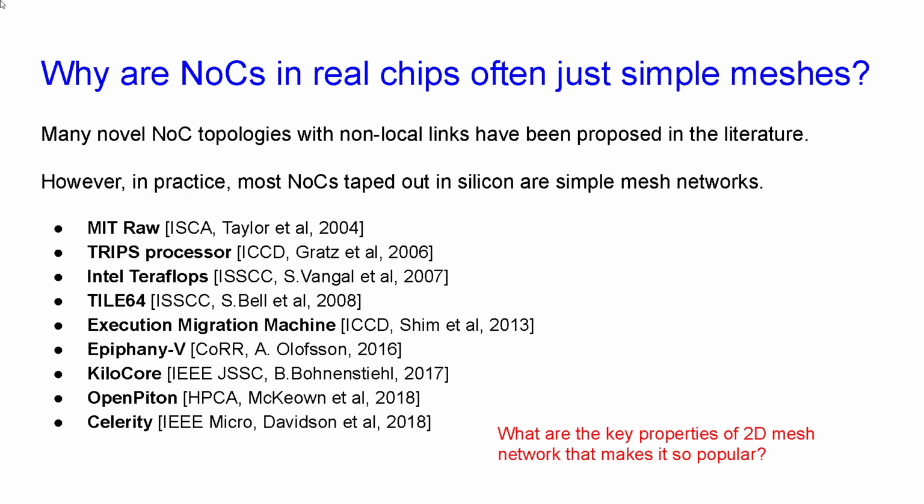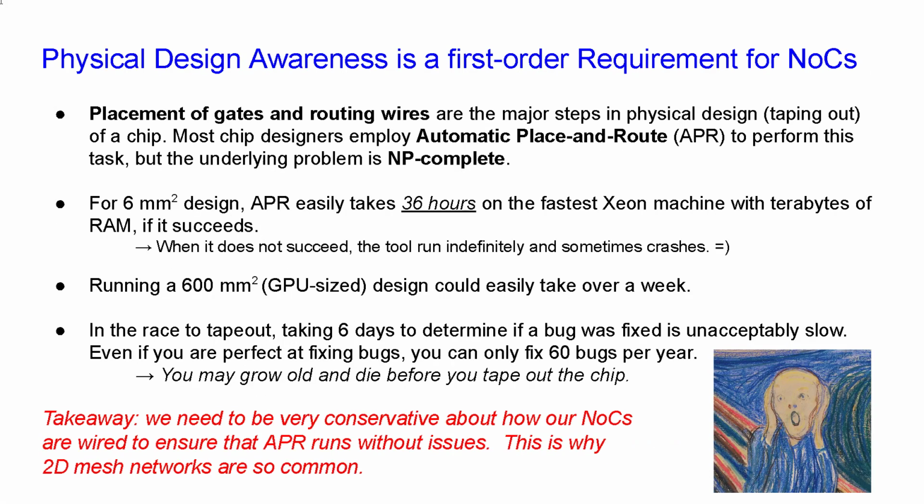First, we begin with a question: why are NoCs in real chips mostly just simple meshes? Many interesting NoC topologies with non-local links have been proposed in the past. However, in practice, most NoCs taped out in silicon have been simple mesh networks. So what are the key properties of the 2D mesh network that makes it so popular? We argue that physical design awareness is a first-order constraint for NoCs.